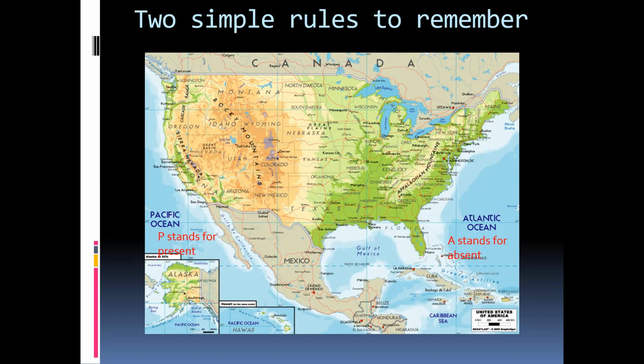significant figure determination, we're going to use a map of the United States as our mnemonic device. If you look at the map, you can see that we have a Pacific Ocean on the left and an Atlantic Ocean on the right. Now, this is part of the mnemonic device.